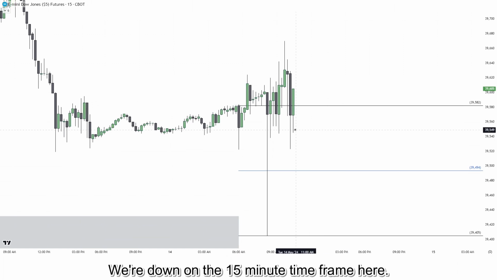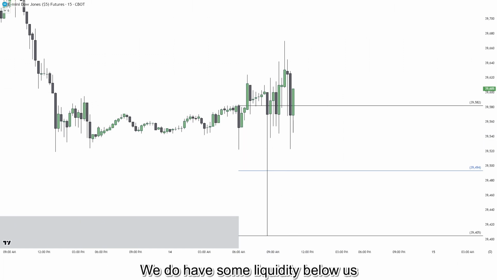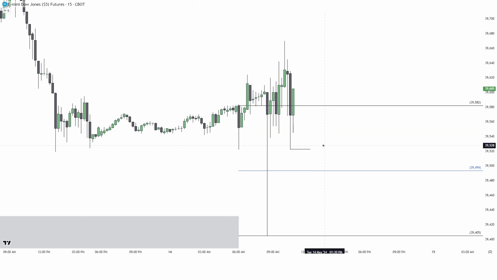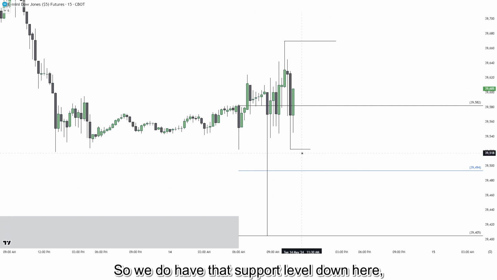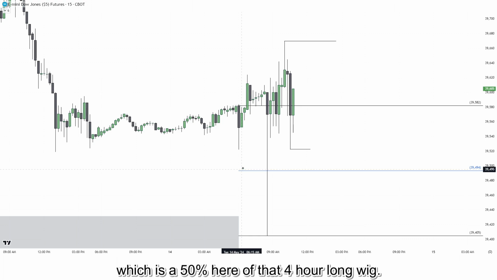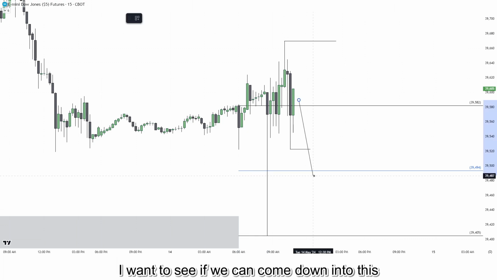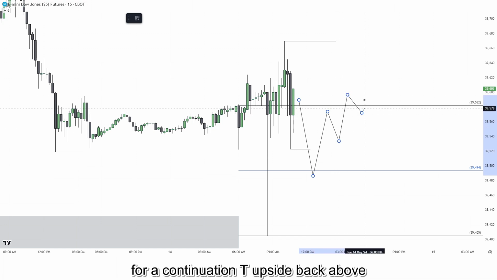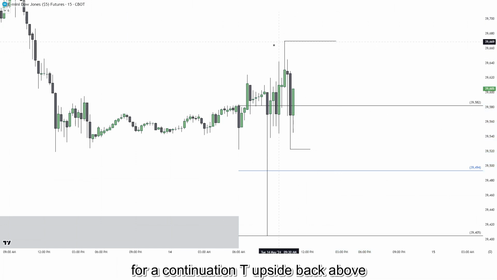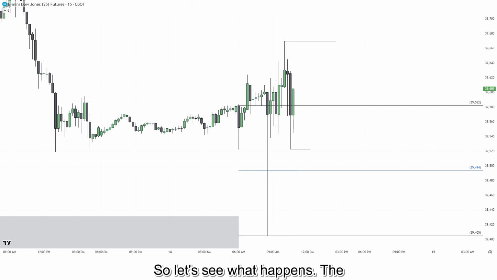We're down on the 15-minute time frame here. We do have some liquidity below us, as well as some liquidity above us. So we do have that support level down here, which is the 50% of that 4-hour long wick. I want to see if we can come down into this long wick, potentially give a signature for a continuation to the upside back above these highs. So let's see what happens.